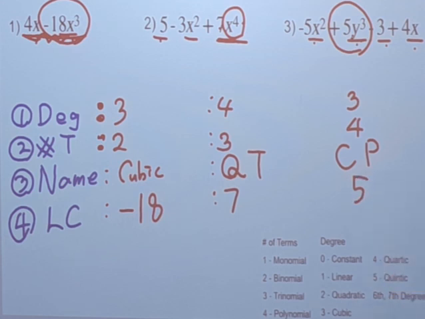So you can figure it out for all polynomials this way: degree, number of terms, name, and leading coefficient.